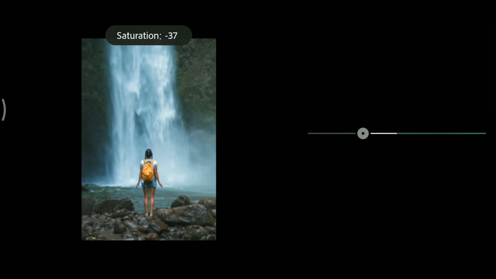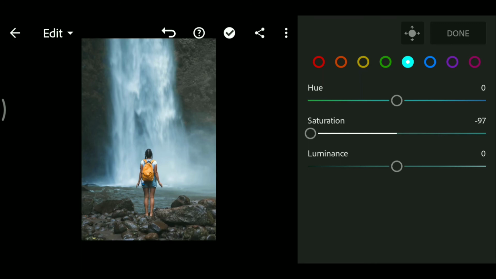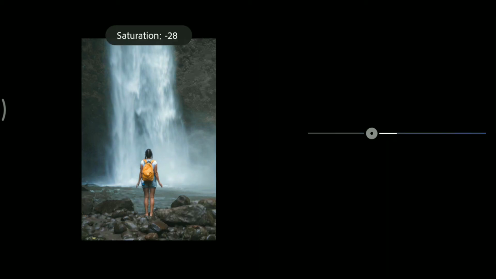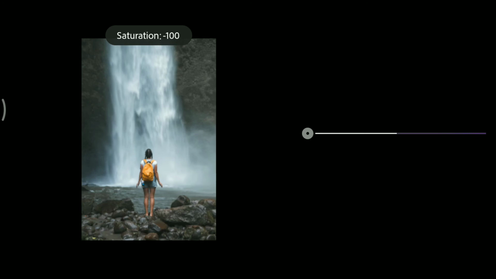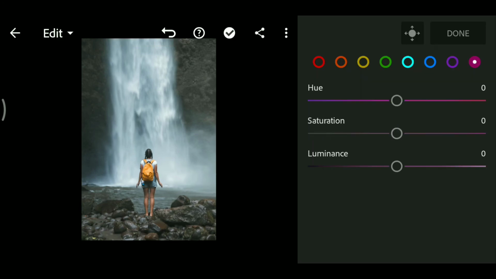Light blue hue 0, saturation -98, luminance 0. Blue hue 0, saturation -36, luminance 0. Violet hue 0, saturation -100, luminance 0. Rose hue 0, saturation -100.